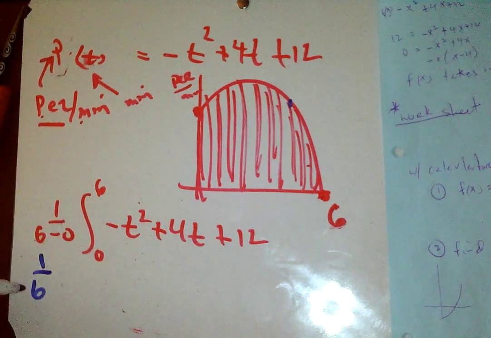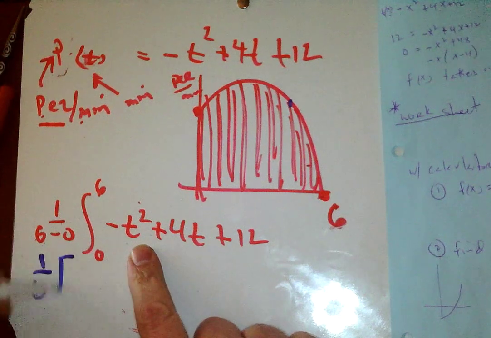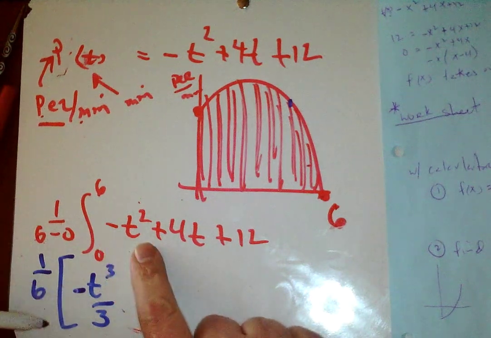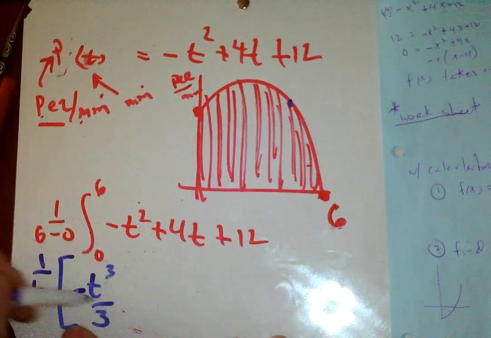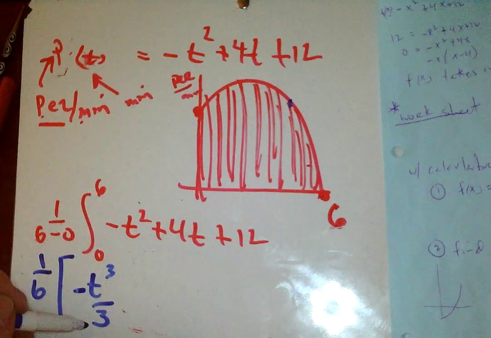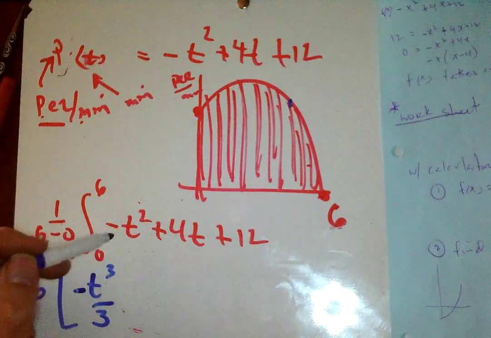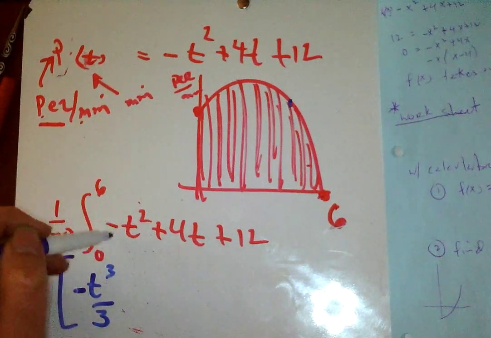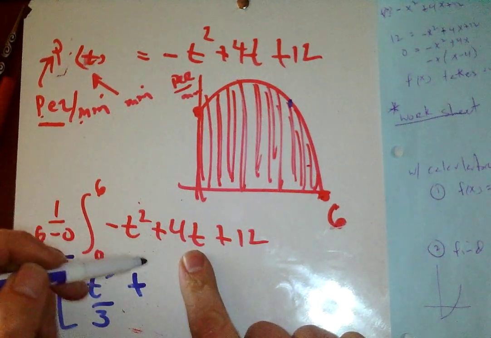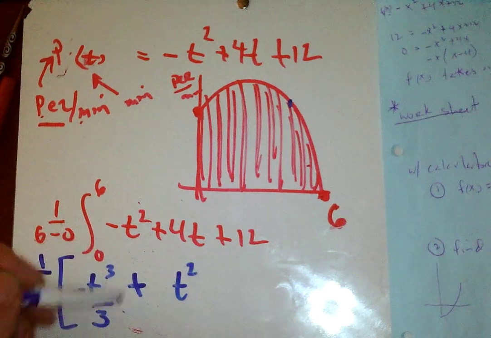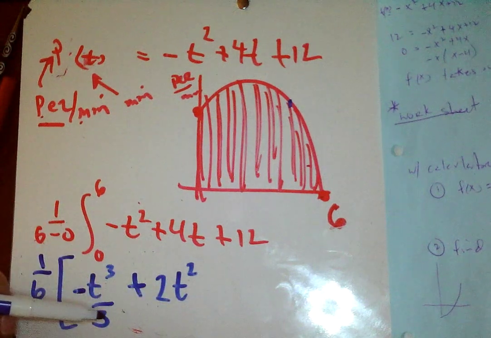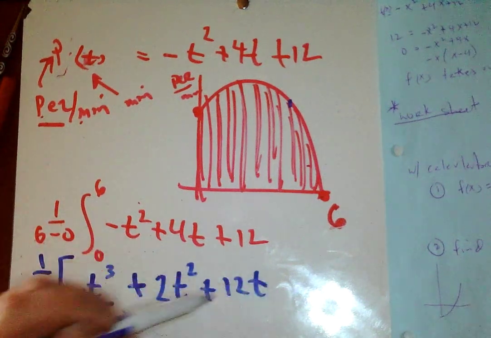So I've got 1 over 6. Now, I need to integrate this. The antiderivative of t squared is t to the third over 3, and there's a negative, so don't lose that. Why am I over 3? Well, if I take the derivative of this, that 3 comes down. I don't see a 3 in the original, so when that 3 comes down, it goes away, and I'm left with just t squared and that negative. Plus, the antiderivative of t is t squared over 2. If I bring that 2 down, I'll have a 2, but I got a 4 here, so there must have been a 2 already. Plus 12t.